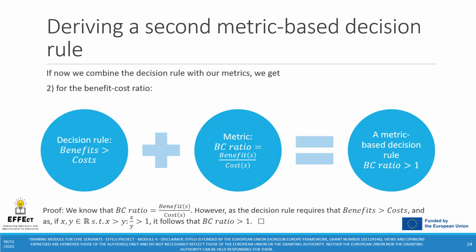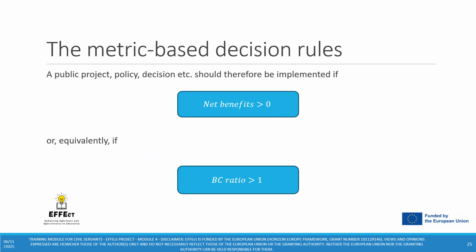Both the net benefit and the benefit cost ratio are metrics, which means that they can be computed. Let us now combine our decision rule with the benefit cost ratio metric. The decision rule is validated with the benefit cost ratio metric if the benefit cost ratio is strictly larger than 1. Therefore, a public project, a public policy, or a public decision should be implemented if net benefits are strictly larger than 0, or equivalently, if the benefit cost ratio is strictly larger than 1.